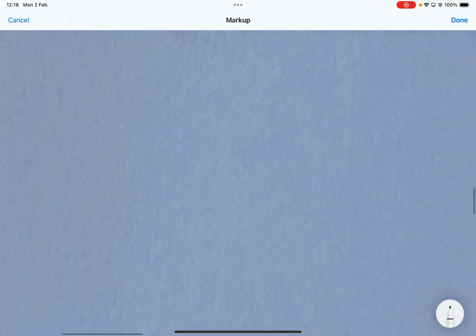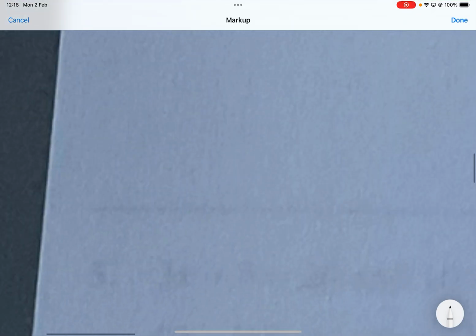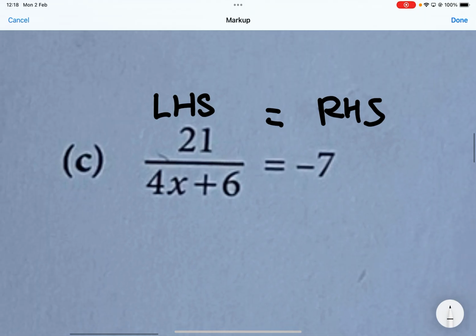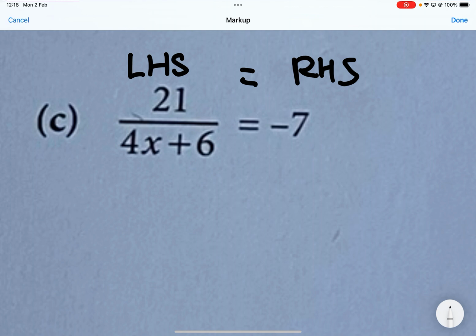Okay? So some of you managed to get the first step. Whenever I see a fraction with more than one term, the number one thing I do is bracket. Remind myself, my 4x belongs with the plus 6. Together they form the denominator. Okay? So this is the equation. Left hand side has this fraction. Right hand side has this number.